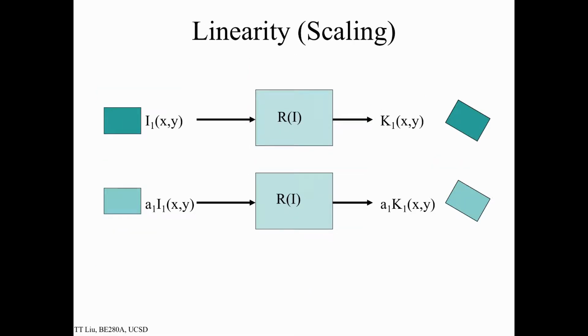The second property is the scaling requirement, and in this case, once again, I have I1 giving me K1, and now I multiply I1 by a scalar, represented by A sub 1 here. If the system satisfies the scaling property, then essentially the output must just be a scaled version of the original output. So in this case, it's A1 times K1.